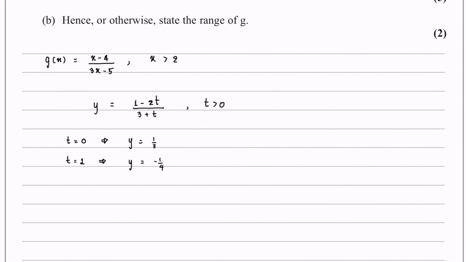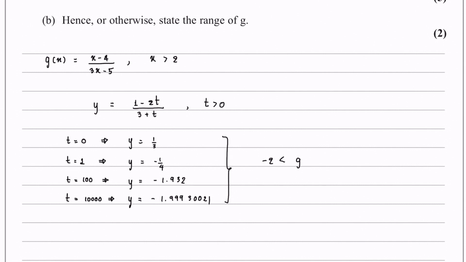And then we can keep increasing the value of t. If t is 100, y will be negative 1.932. And if we increase the value of t to be 10,000, it will be negative 1.99. So as t increases, y starts from 1/3, but it will never reach negative 2. So negative 2 will be the lower bound for this one.